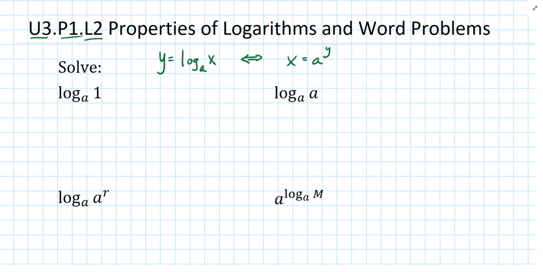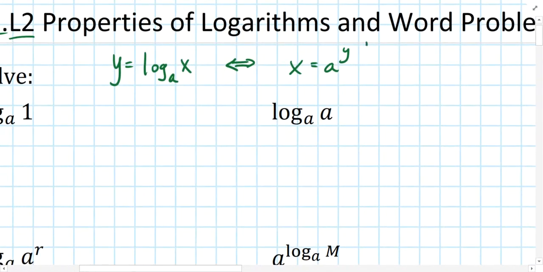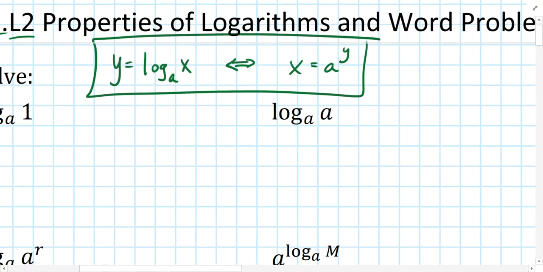bit later. Now, the definition from the last lesson is shown here, and we're just indicating that a logarithmic equation, when written like this, is equivalent to this equation here when written as an exponential. You'll notice that the input of the logarithm becomes the output of the exponential, and the output of the logarithm is the input of the exponential, and vice versa.